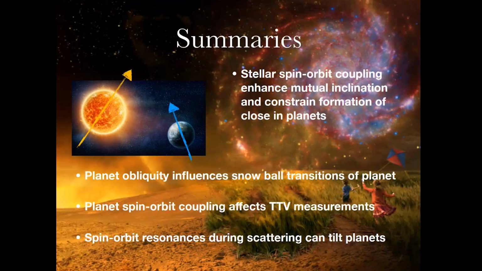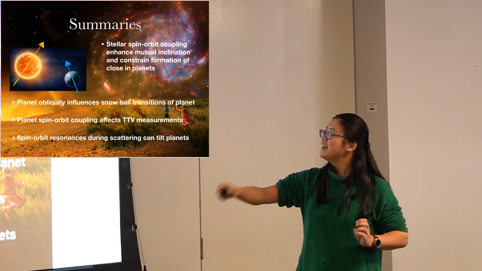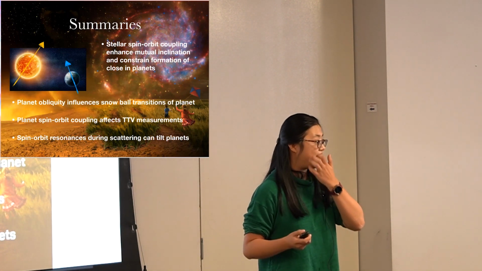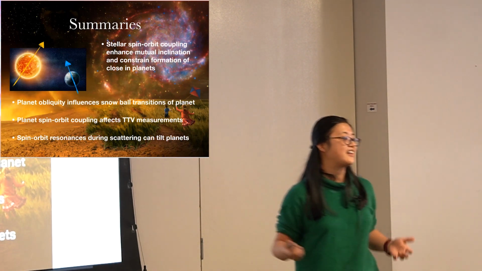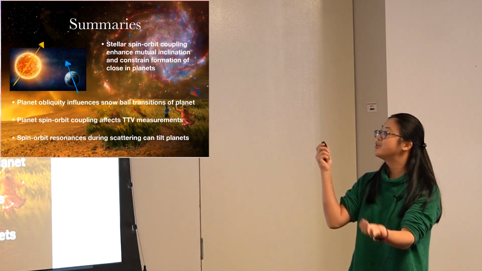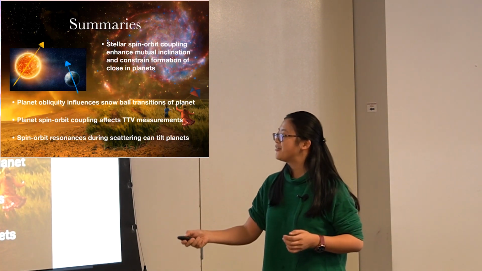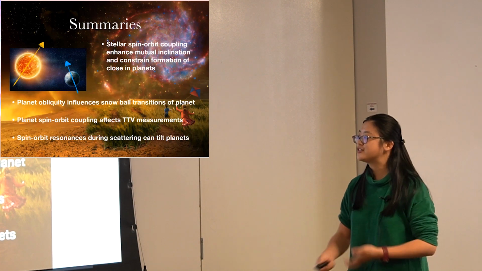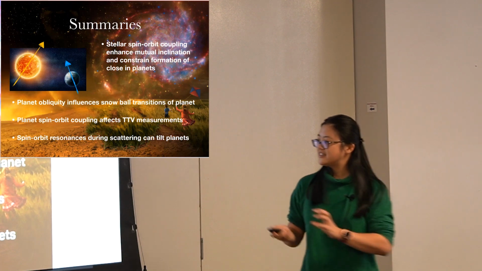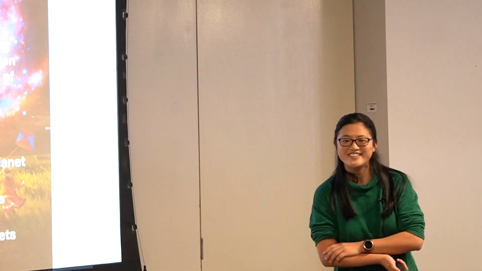That's the end of my talk, as we also reach close to the limit of the talk. So we looked at the stellar spin and the planetary spin dynamics of planetary systems, and at how they can constrain both the formation and habitability of planetary systems. You can see stellar spin-orbit coupling can enhance the mutual inclination of these multiplanetary systems, and planetary obliquity can influence the climate and induce snowball transitions, and this can also give imprints on the scattering of these planetary systems. Okay, so I hope you enjoyed the talk.